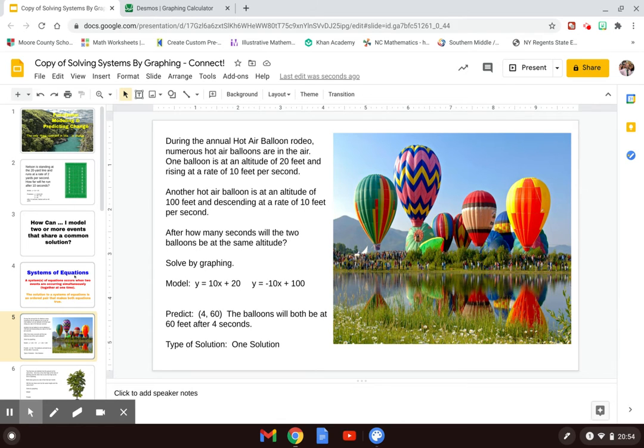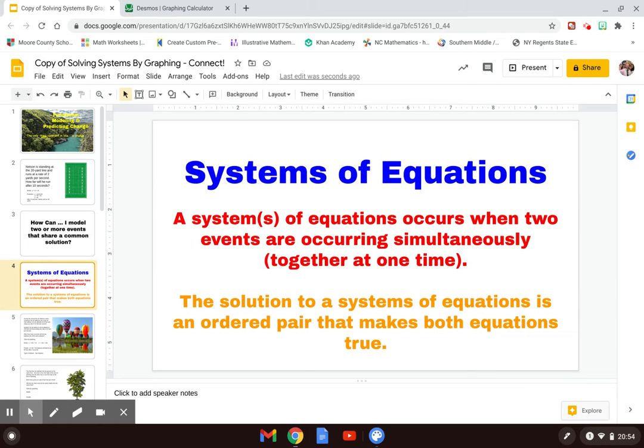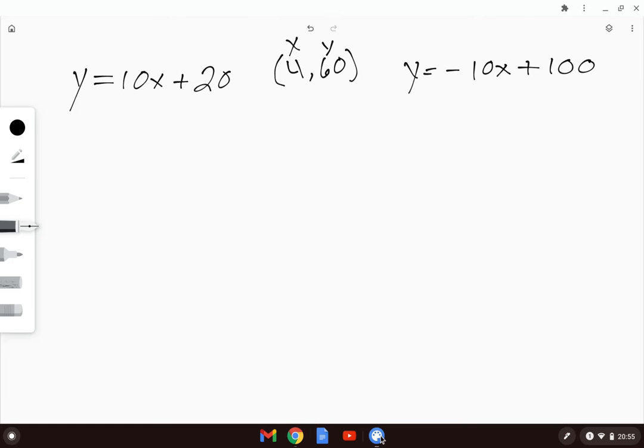to this. Because what we said here in our definition of a systems of equations, if you look here at the orange type, it says the solution to a system is an ordered pair that makes both equations true. Okay, so here we had a true system, two things occurring simultaneously. One balloon is rising, one balloon is descending, and we have an ordered pair that's going to make both equations true. All right, so let's see how this works.